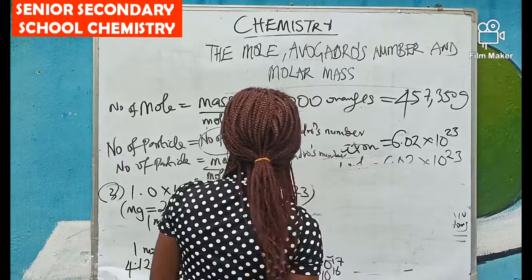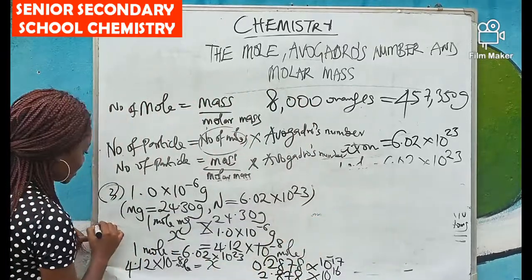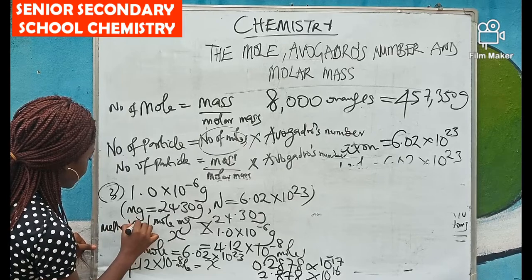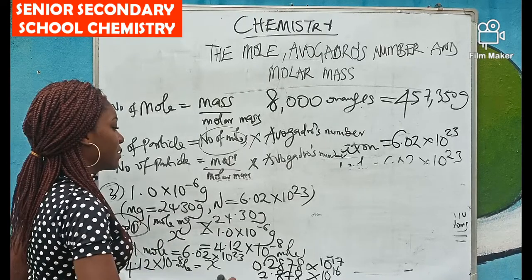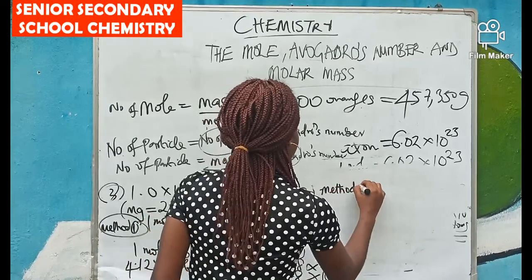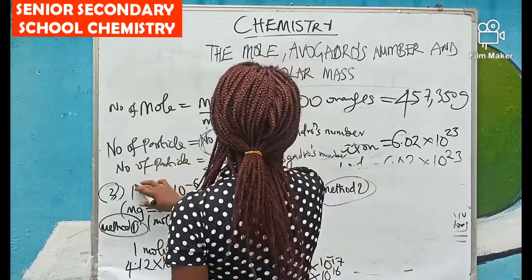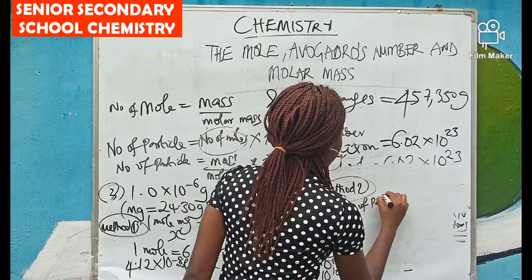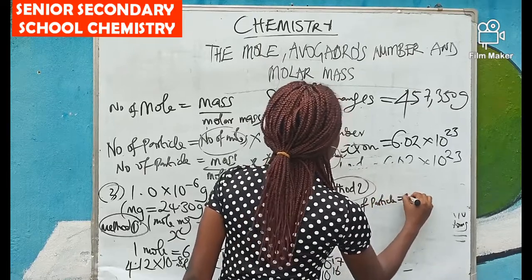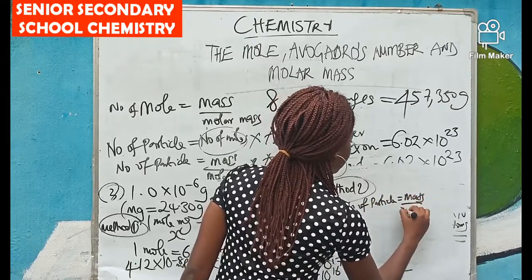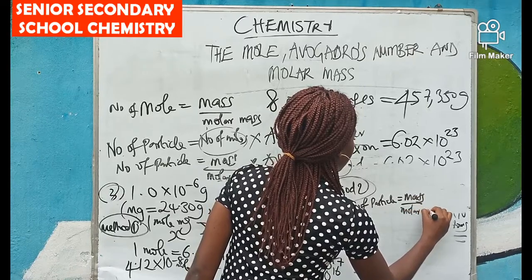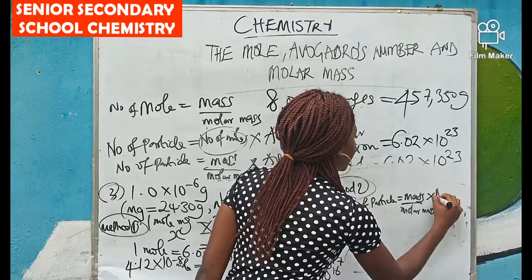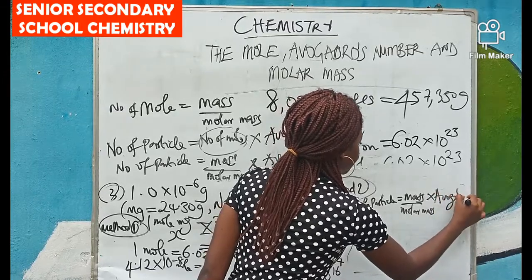So any method you choose to solve with is okay. So this is method 1 and this is method 2, which is the formula method. So our formula: number of particles is equal to the mass over molar mass times the Avogadro's number.